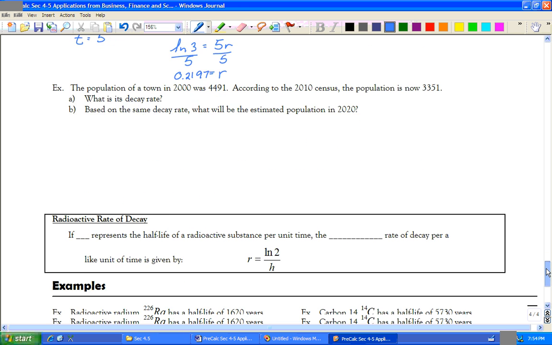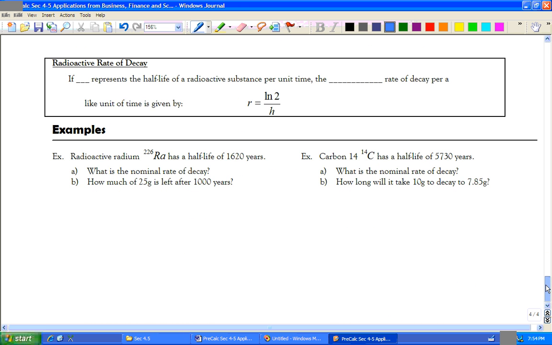We're going to skip the next example, so we can do that in class. And let's take a look at radioactive decay. So radioactive decay, we have a variable h that is going to represent our half-life for our substance per some unit of time. And then the nominal rate of decay per this unit of time is given by this equation. R is equal to the natural log of 2 over h, the time of our half-life.